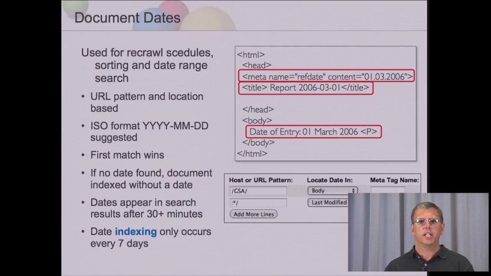Now we mentioned document dates. There's a date range search operator, and to perform these date range searches, the documents have to have dates assigned to them when they get indexed. And there are several locations where you can look for a document date. By default, we're going to use the last modified date returned by the web server.